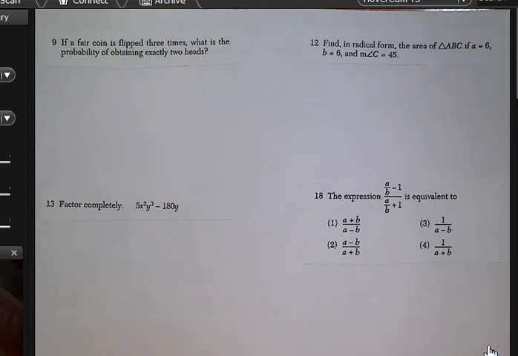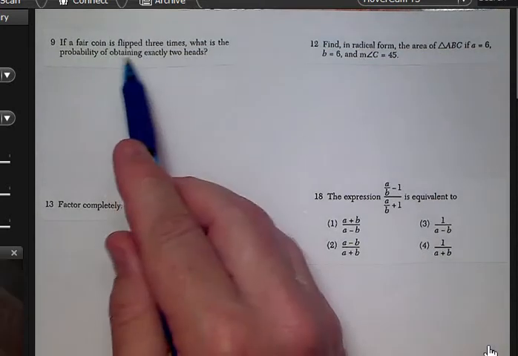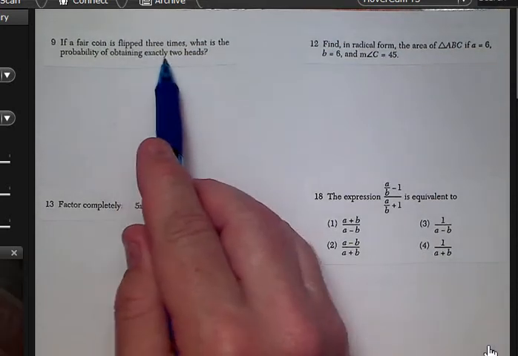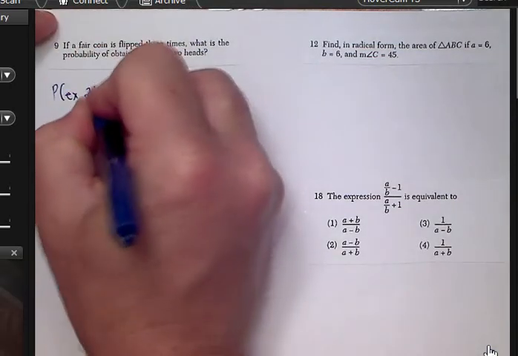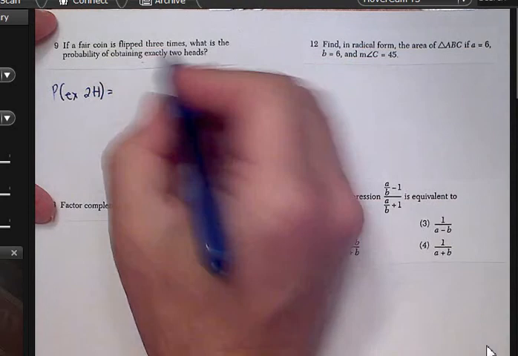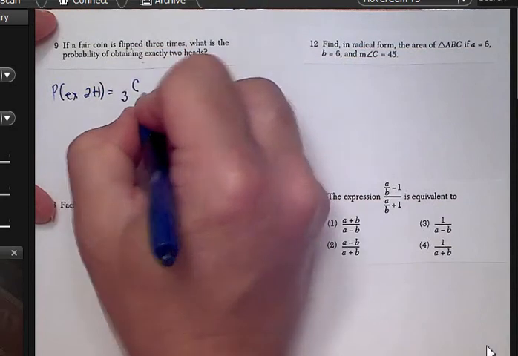Okay, question number 9. Binomial probability question. If a fair coin is flipped 3 times, what is the probability of obtaining exactly 2 heads? So the probability of exactly 2 heads. All right, we're flipping the coin 3 times. We want exactly 2 heads.